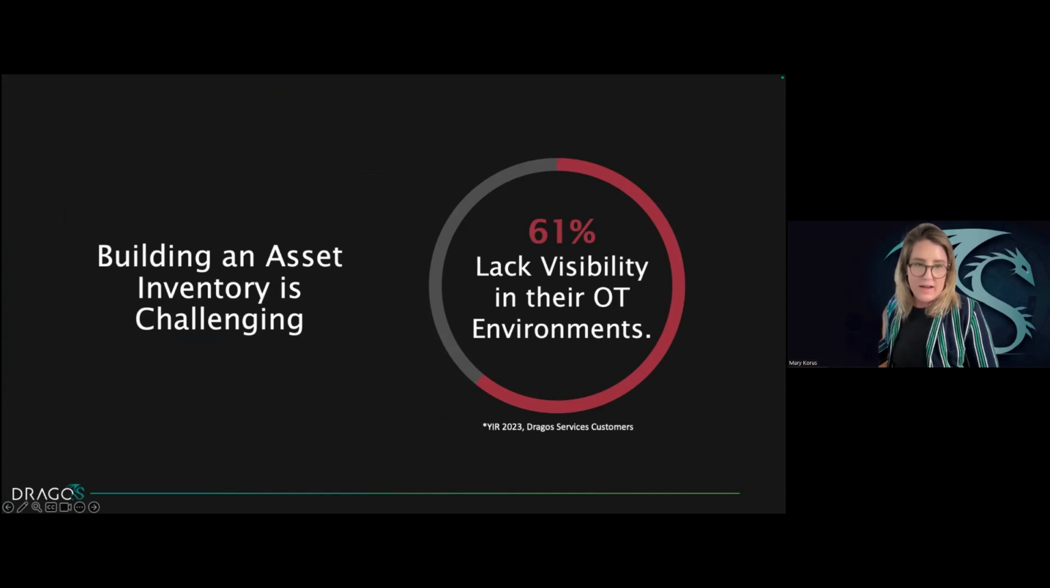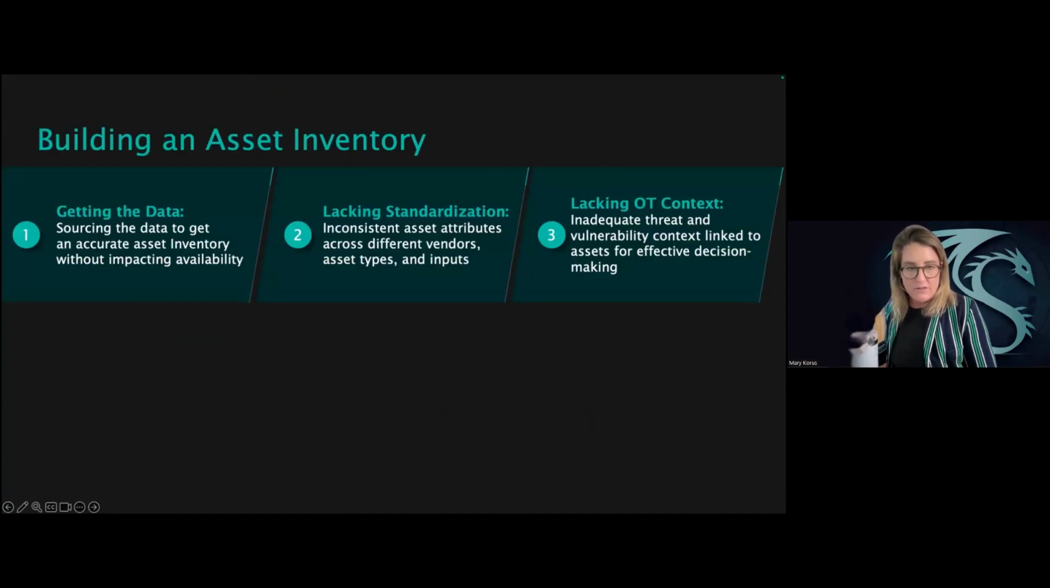And it starts with that foundational aspect of building an asset inventory, and that's challenging, right? Our most current survey of Dragos services customers that are coming to Dragos to get going with their ICS program or operationalize their program reports that 61% lack that visibility that they require in OT environments. And we are committed to helping our customers reduce this percentage and gain the visibility required so that they can move forth to build an asset inventory. And it all starts with getting the data, sourcing the data to get an accurate asset inventory.